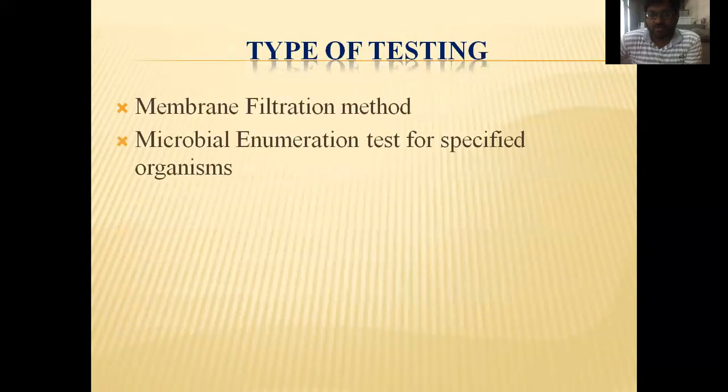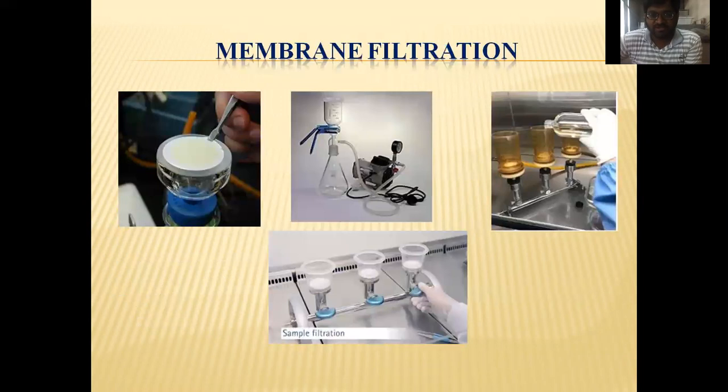Types of testing. Water testing is divided into two methods. First one, the membrane filtration method, and second one is the microbial enumeration test for specified microorganisms. These two methods have different and distinct features. First one, membrane filtration method.